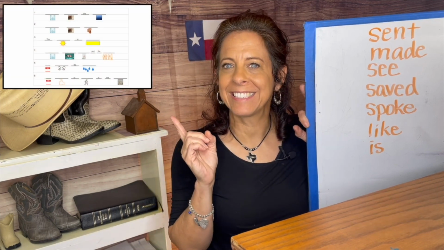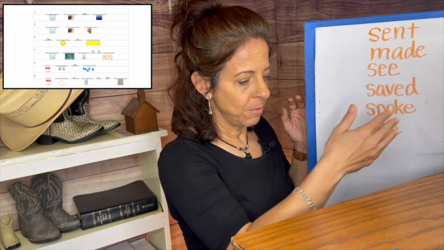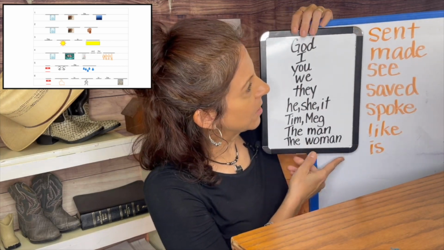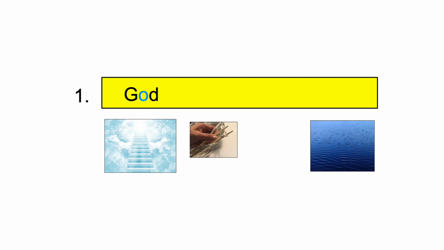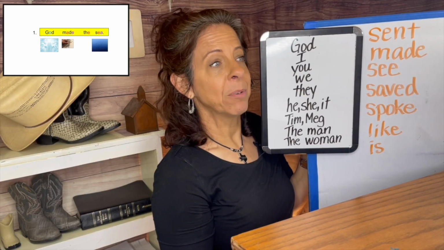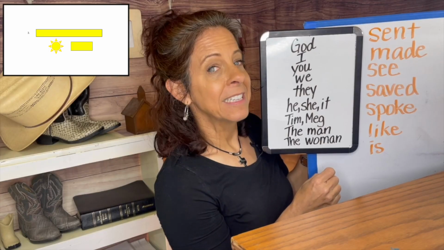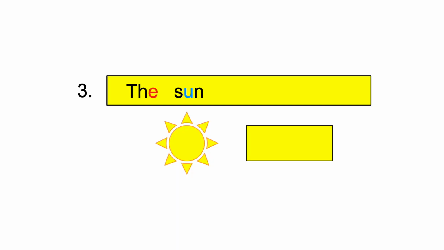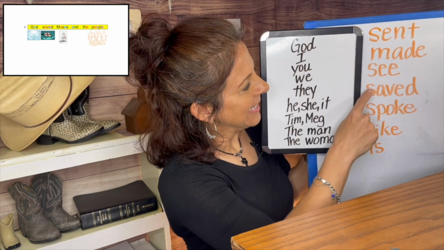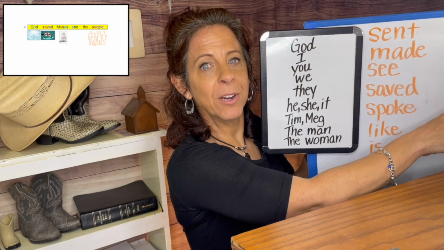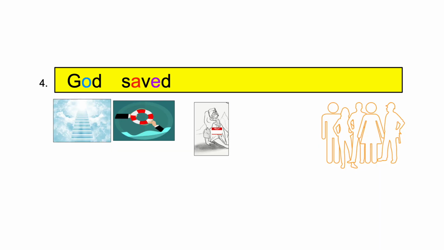Let's put the words together that we've learned and make some sentences. Verbs, what we do, and who will do. Number one: God made the sea. Number two: God made you. Number three: It is yellow. The sun is yellow. Number four: God saved Moses and the people.